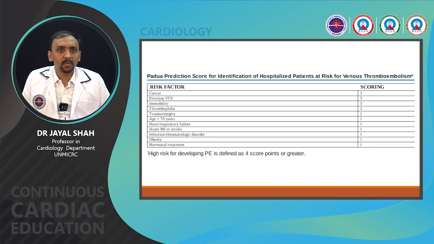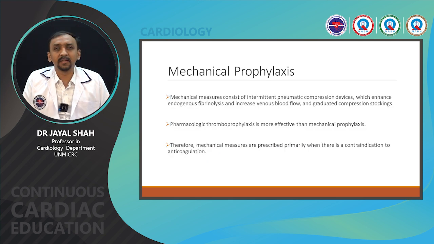This is the Padua prediction score for identification of hospitalized patients at risk of venous thromboembolism. You can see here the different risk factors included: cancer, previous history of VTE, immobility, thrombophilia, trauma, surgery, age, heart or respiratory failure, acute MI, stroke, infection, obesity and hormonal treatment. There is a high risk of developing PE when the score is greater than or equal to 4. Mechanical prophylaxis consists of intermittent pneumatic compression devices or graduated compression stockings. Pharmacological prophylaxis is more effective than mechanical prophylaxis, and mechanical measures are reserved primarily for when there is a contraindication to anticoagulation.